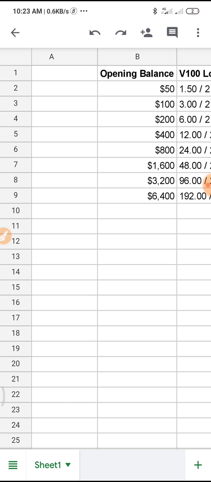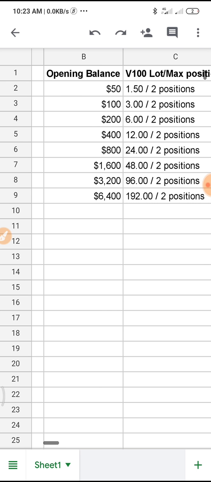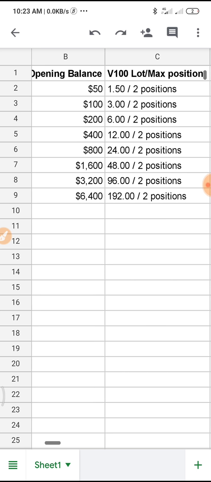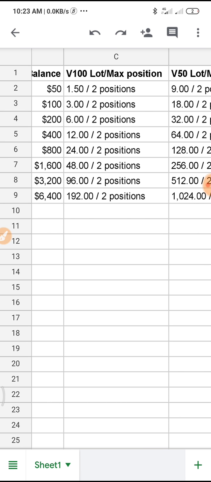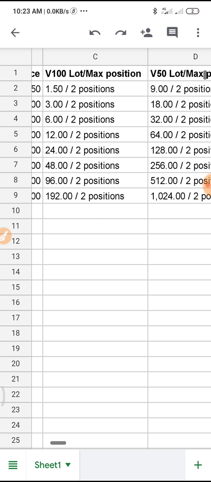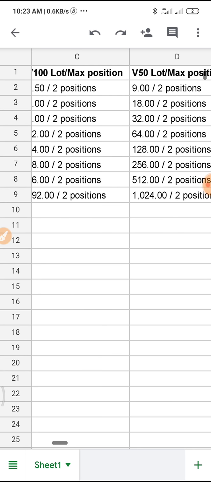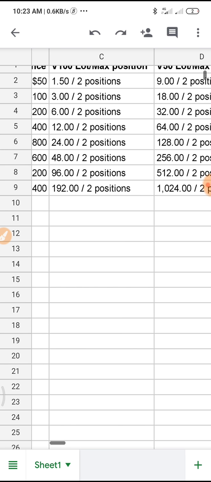Don't wait until the trade blows up your entire account, because you might double your $50 account easily to $100, to 200, to 400. It will be so painful when you get to 1,600, 3,200, or 6,400, and you blow up your account, because by then the losses will be higher. Do you understand? The losses will be higher. In only one trade you can lose $1,000.